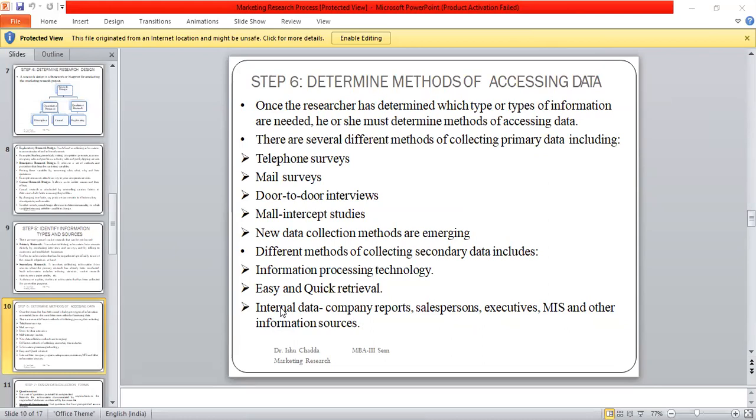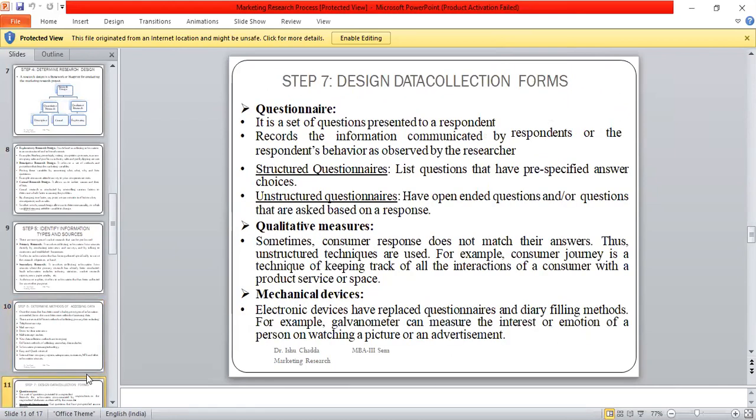Once you have decided that you want to obtain the primary data, then you will see which tool you want to follow. The first one is the questionnaire. It is a set of certain questions you present to a respondent. It records the information communicated by respondents or the respondent's behavior as observed by the researcher. You can also call it the observational method, in which you collect the data through observations. You ask a number of questions from the respondent, and the observer observes and records the data faithfully and accurately.